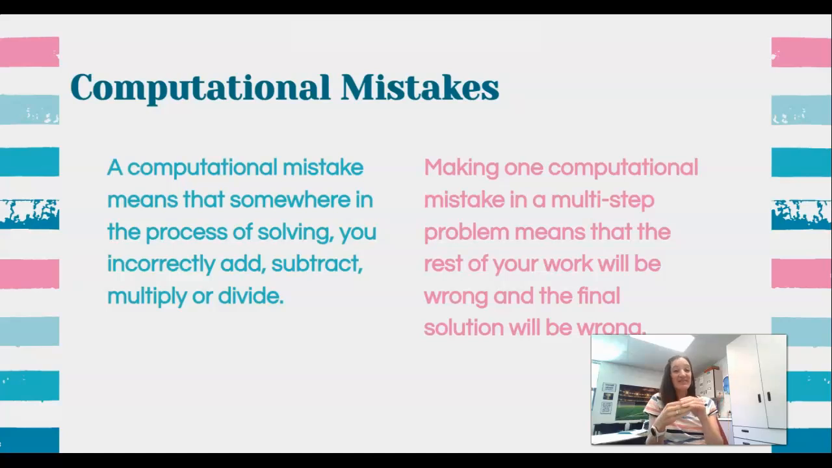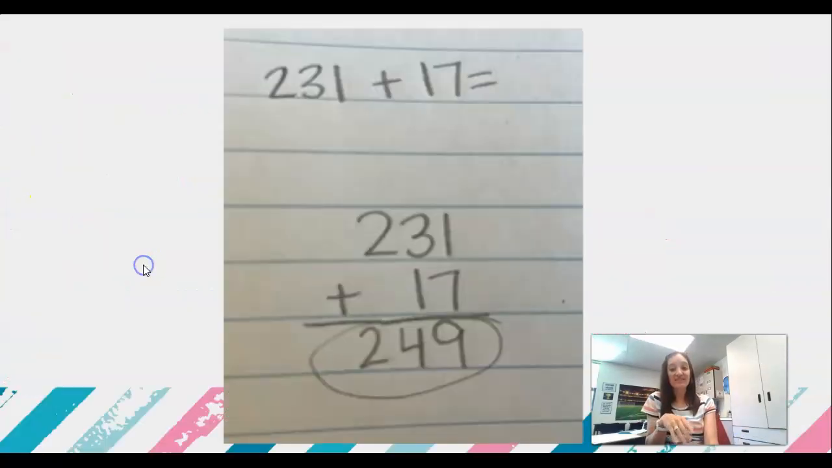The hard thing about these computation mistakes is if you're dealing with a multi-step problem and you added incorrectly at the beginning of the step, the whole rest of the problem is going to be wrong. So you want to try and avoid these computation mistakes by double checking your work, right? Oh, here's an example first.